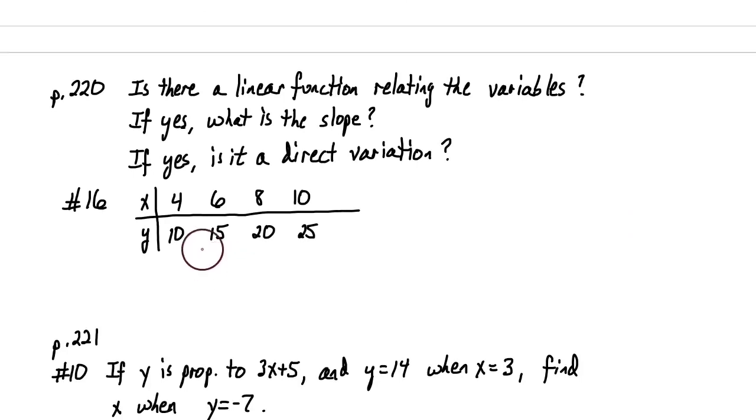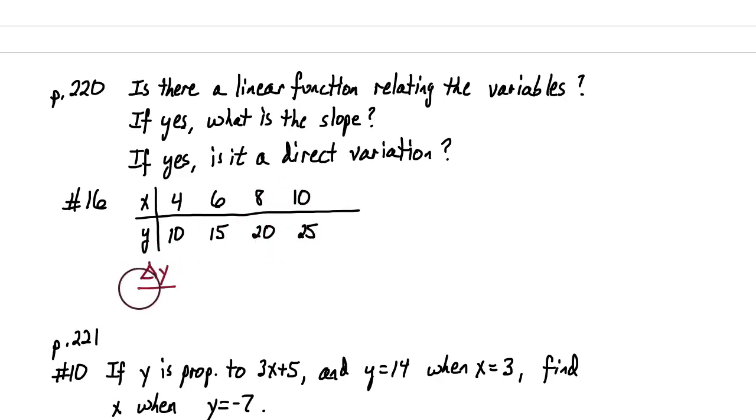Page 220. We're given a table with ordered pairs, and we're asked, is there a linear function? We just did one that was similar. To know if there's a linear function, you check to see if there's a constant rate of change. This changes by 2 when this changes by 5. This is 2, this is 5. This is 2, this is 5.